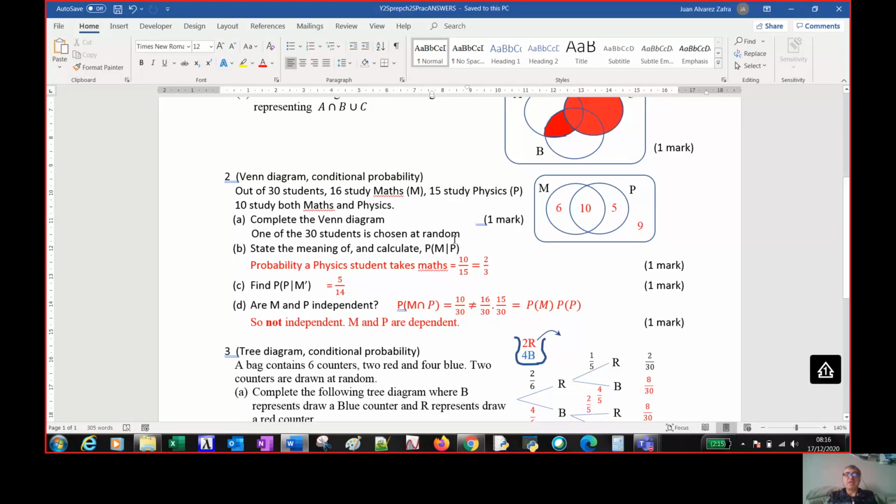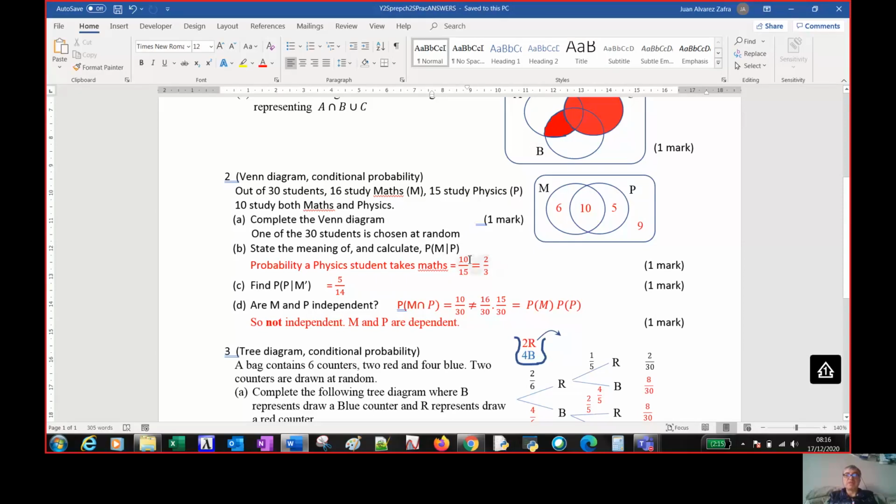In other words, if we know the student is a physics student, what's the probability now that they're a math student? So what we do is we look at all the physics students, that's 15. How many of those are math students? That's 10. So probability of a physics student also being a math student is 10 out of 15, or 2/3. So the probability of being a math student is 16 out of 30. The probability of being a math student given you're a physics student is 10 out of 15, which changes the probability.